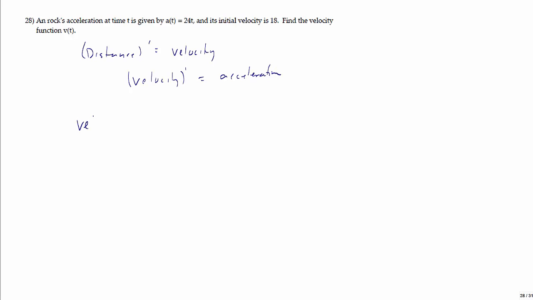So velocity, so v of t, is going to be equal to the antiderivative of my acceleration. So the antiderivative of 24t. I add 1 to my exponent, divide by my new exponent plus c. So right now I know that velocity is going to be equal to 12t squared plus some arbitrary constant. And now I've got to figure out what that arbitrary constant is.